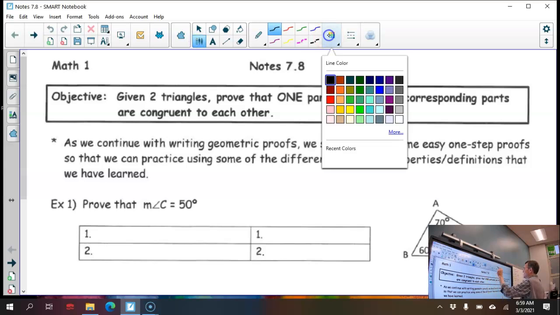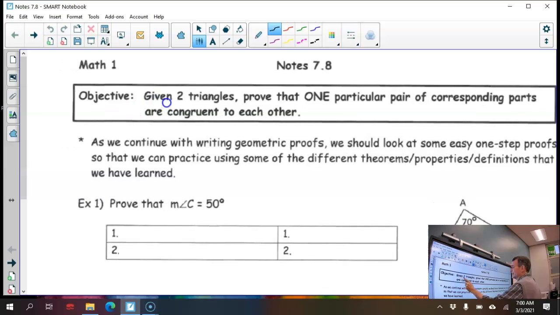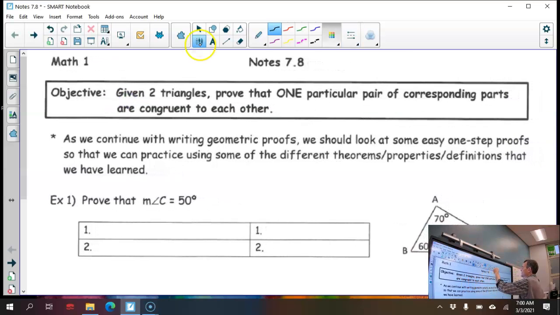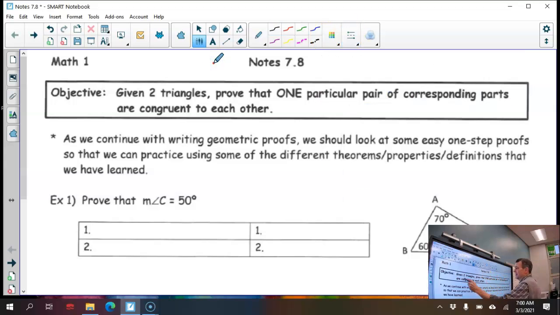So you can see here that the new thing we're doing is: given two triangles, prove that one particular pair of corresponding parts are congruent to each other. That's kind of the new thing of the day. But first, I really want to go back and break down how to do a proof better for you.